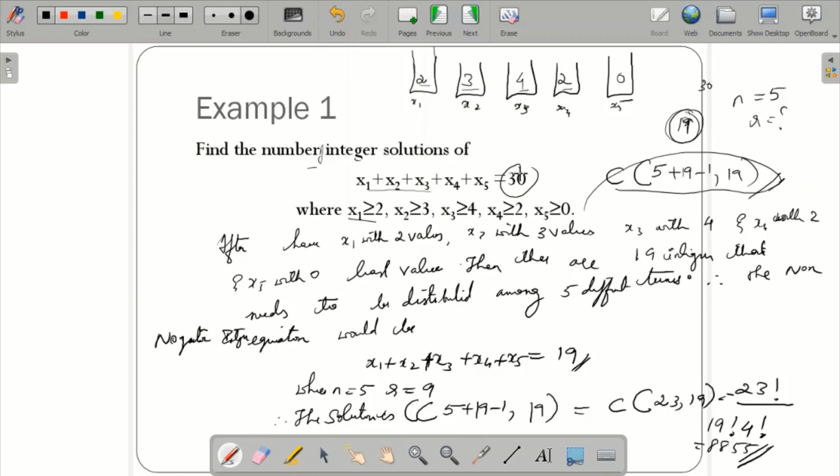So I subtracted these out of 30. Remaining is 19. Those 19 should be arranged in this distance. So I wrote the same thing in the form of a statement and I got the solution as 8855. So this is regarding example 1. Now let us go to example 2.